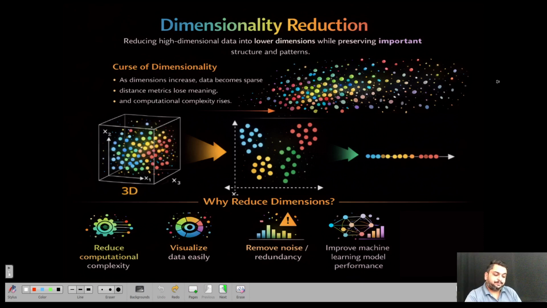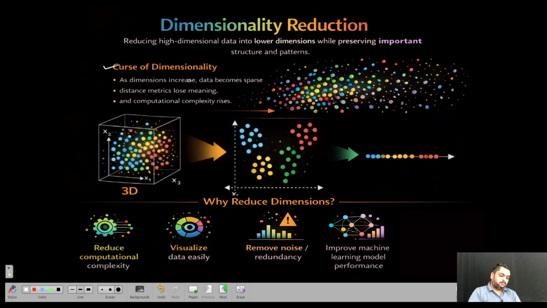Welcome to GetXAIML. In this video, we'll understand the concept of dimensionality reduction and principal component analysis with mathematical intuition and the examples. Now, what is this dimensionality reduction? Why we need it? So let us understand the curse of dimensionality.